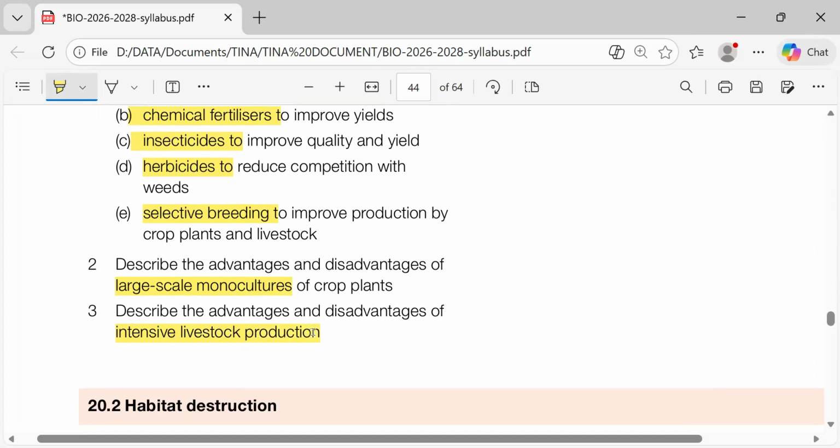What is intensive livestock? That means for fields and fields, you just have cows and cows and cows. Again, pollution because of the intense manure and also the greenhouse gases. And then another thing is less biodiversity because you're killing off all the other animals. Okay, so it's a lot of common sense, but it's a very easy topic. All right.